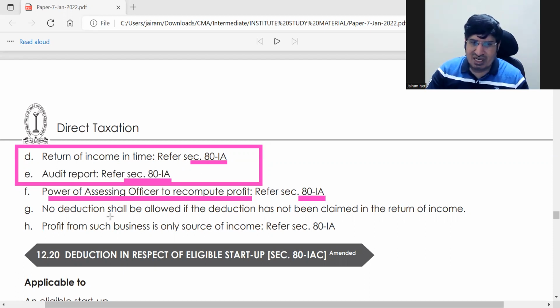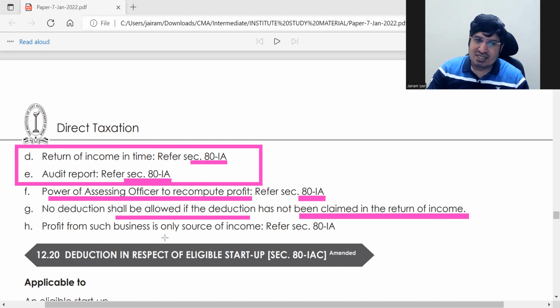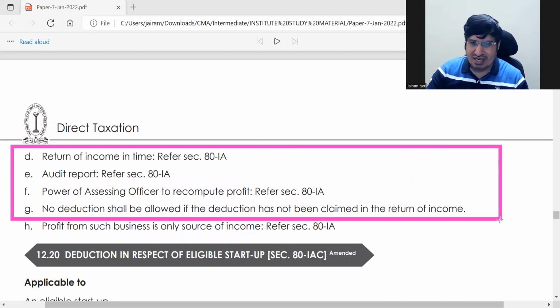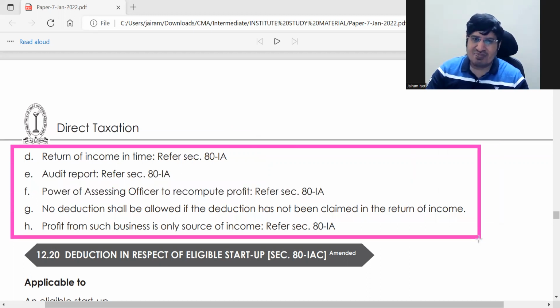Okay, and no deduction if it has not been claimed. Deduction has to be claimed. This also is same, you studied there also. Okay, last is profit from business, compute it as if that business is the only source of income. That pair also we saw there, right? This is also same as that. ये point बिल्कुल ही total copy paste from 80 IA. ठीक है? This para is complete copy paste from 80 IA.